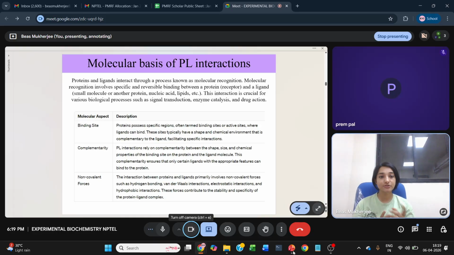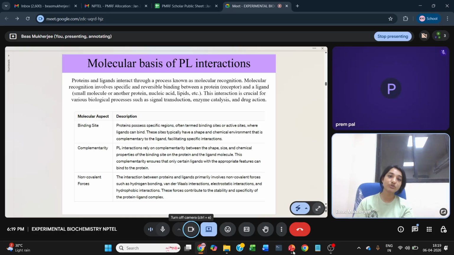This interaction is crucial for various biological processes that you know. Now, binding site. If you remember the chapter on enzymes, there we studied the binding site, or the active site. Here also, for protein-ligand interaction, there is a specific binding site which is more or less complementary to the structure, shape and size of the ligand. Then there is complementarity, right? It has to be complementary.